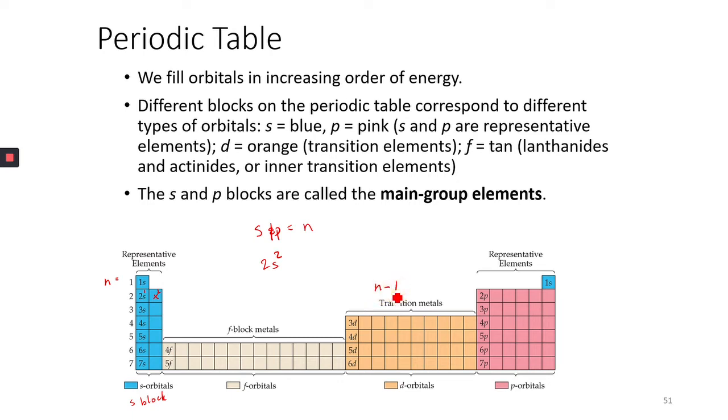Now your D block fills the n minus 1. So here, if you look, n is 4, and we are filling the 3d. So say I wanted to write the last sublevel for this element. It's in the 3d. How far in is it? 1, 2, 3. So that ends in 3d3. Your F block is n minus 2. Because notice this is a 4 and this is a 6.